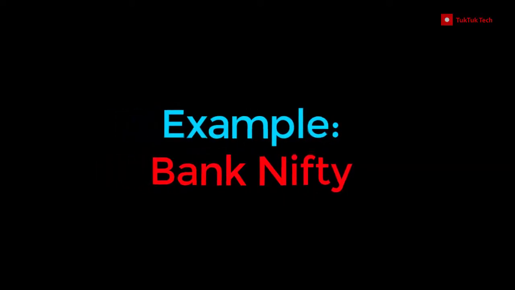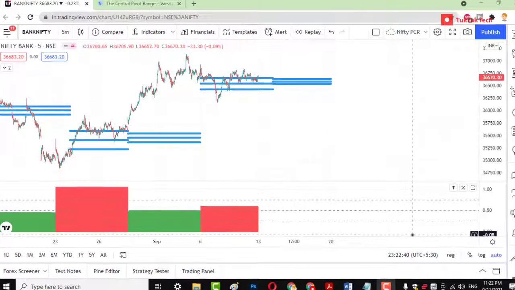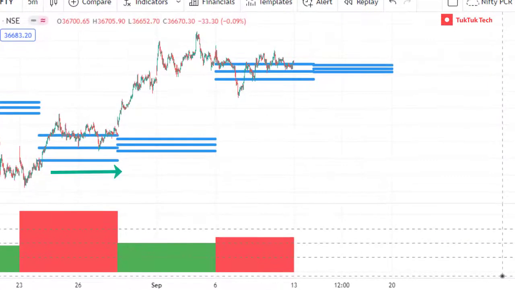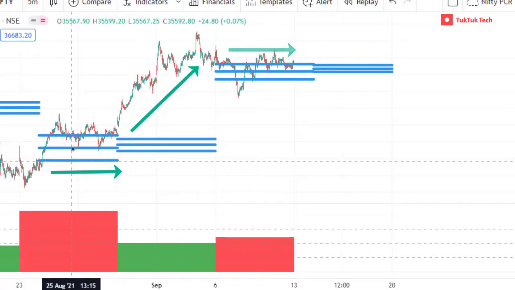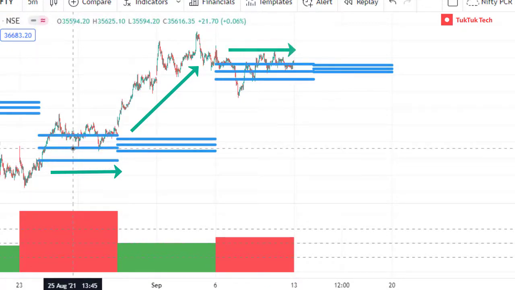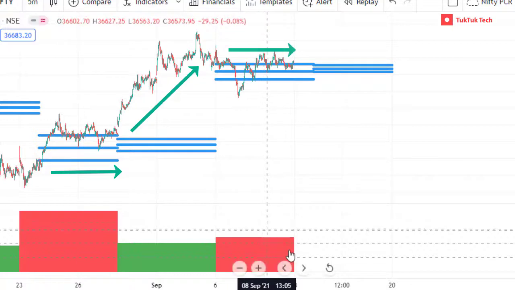Let's check an example. As we can notice, for the last 3 weeks, Bank Nifty exploded when the CPR reading was below 0.5 and traded sideways once the reading was above 0.5. Amazing, isn't it?